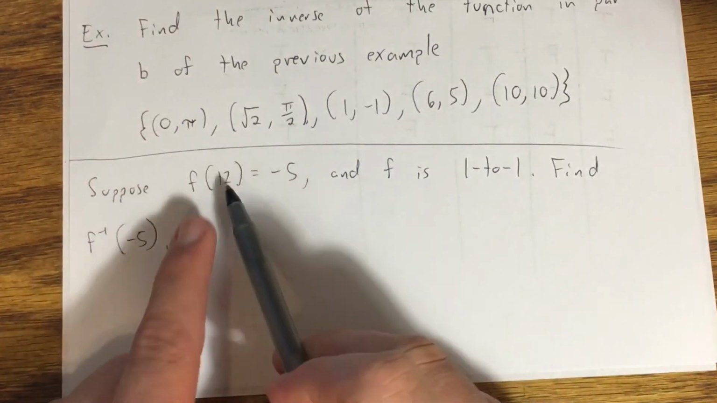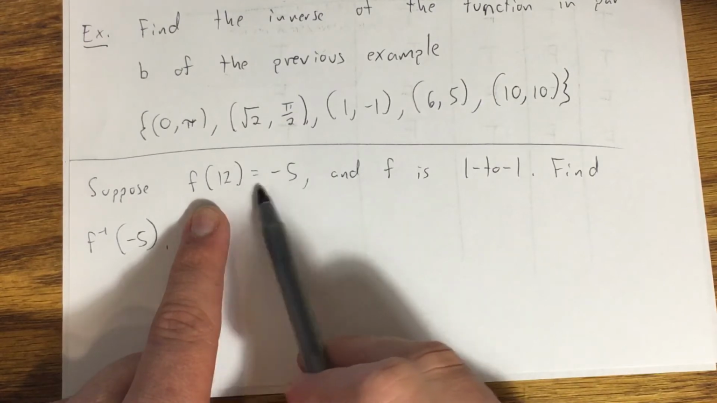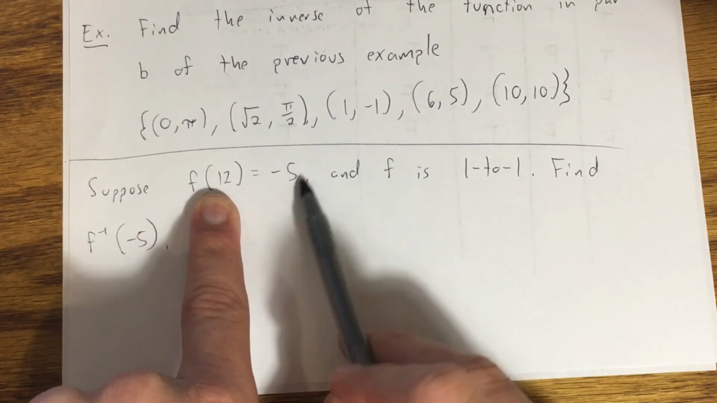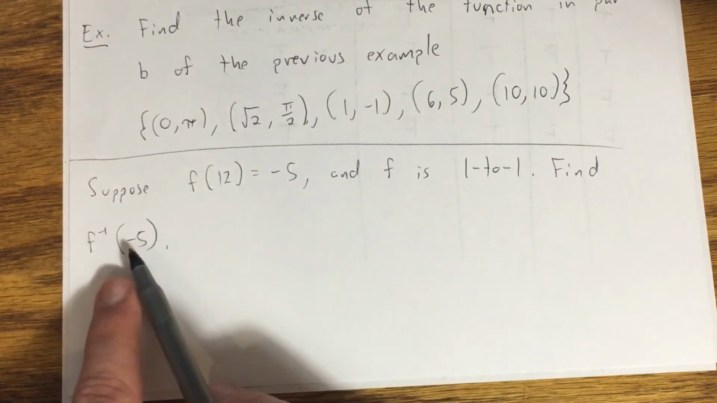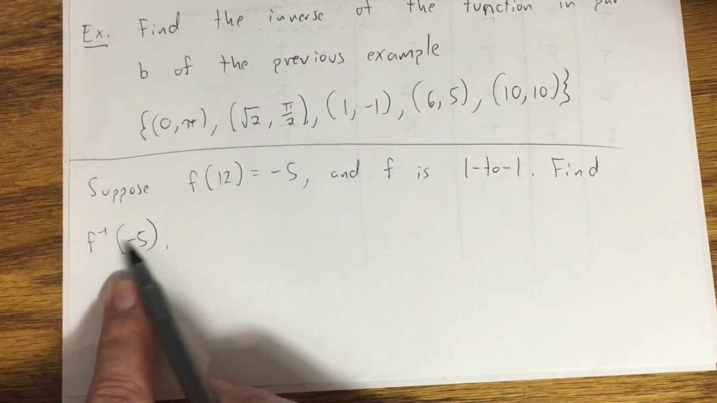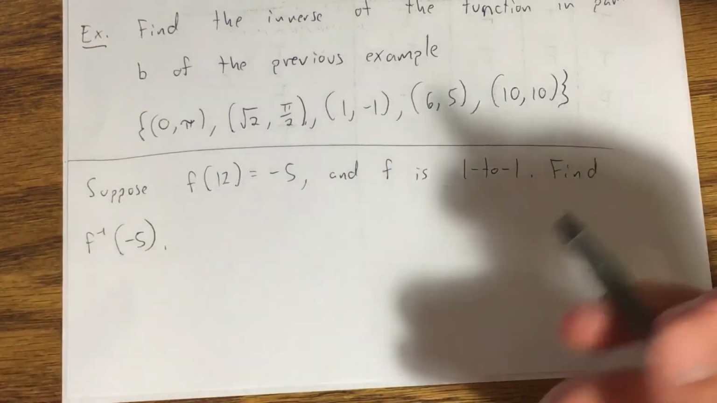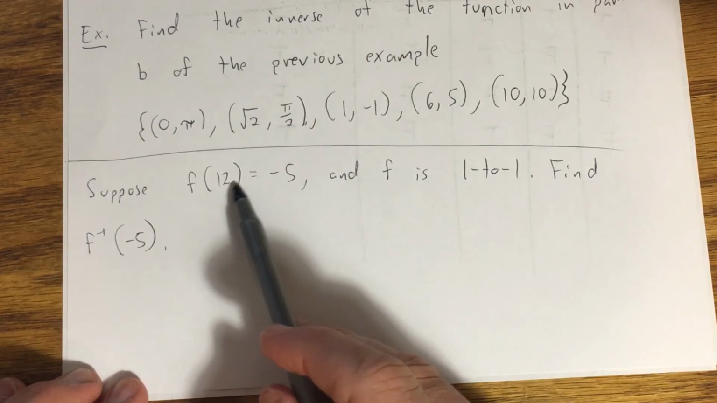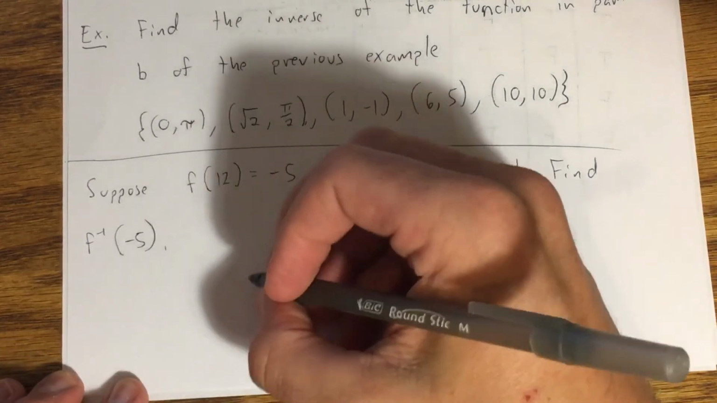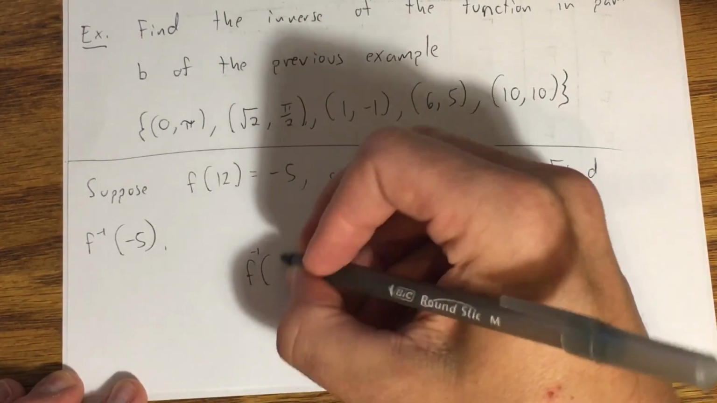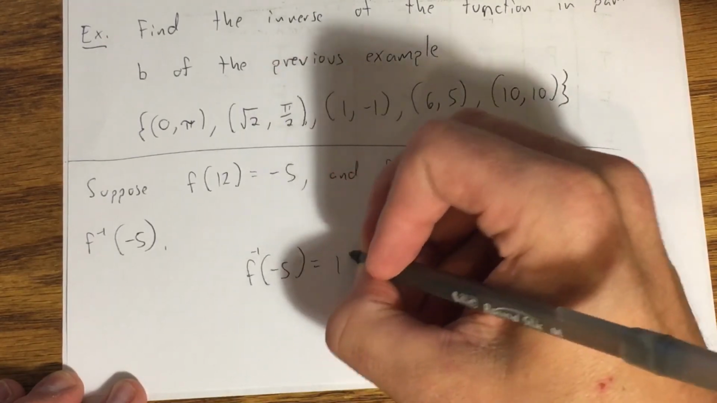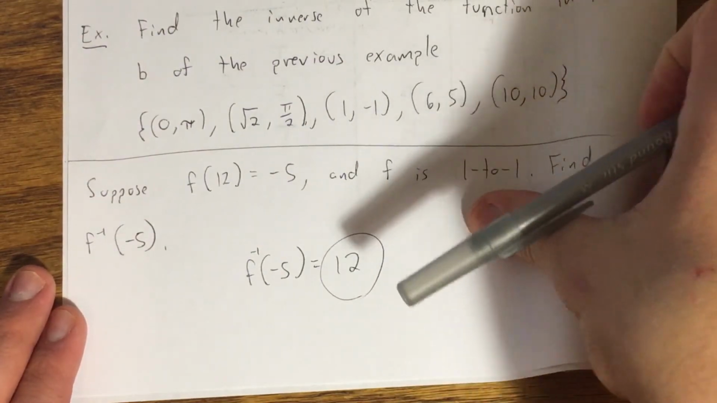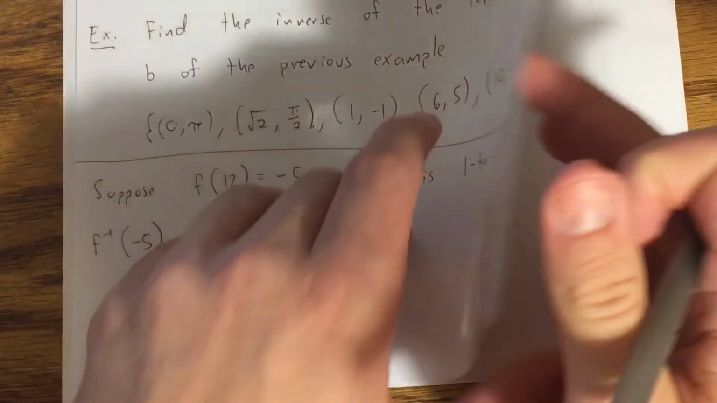Well, again, the input in this case is 12, and that corresponds to an output of negative 5. Negative 5 being the output here is now being used as the input in my inverse function. So the flip-flop of the inputs and outputs means that the input here is going to become the output here. F inverse of negative 5 is equal to 12. Fairly straightforward once you have the idea.